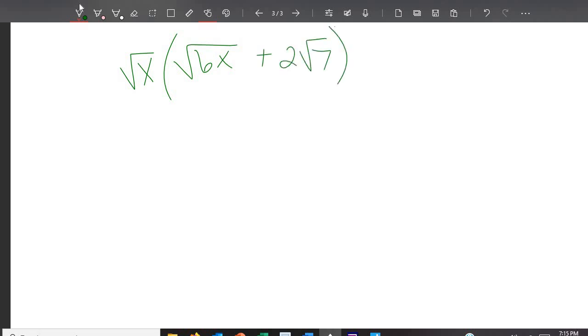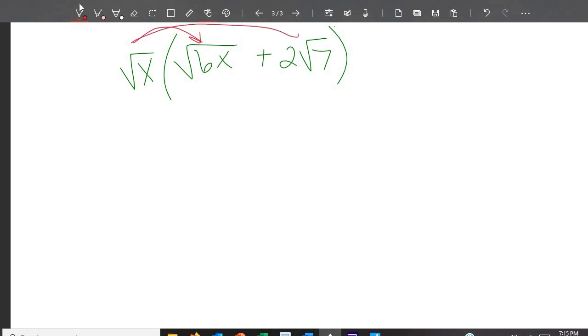Now, sometimes you might have a variable. Let's say I had, I don't know, square root of x times square root of 6x plus 2 square root of 7. Doing the distributive property. And if we can, we're going to simplify at the end.